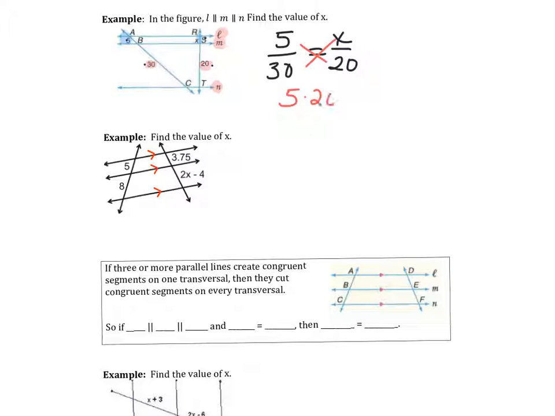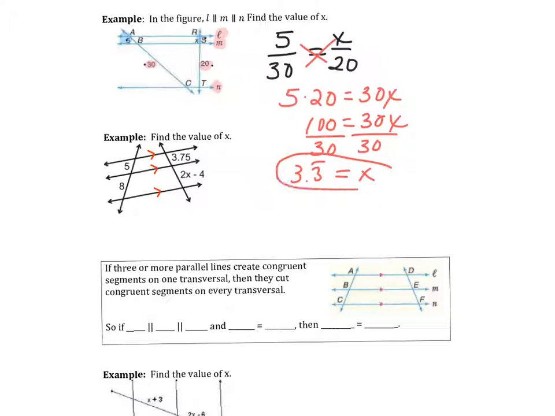So 5 times 20 is equal to 30x. 5 times 20 is 100. Second step here, divide both sides by 30. And I've got x is equal to, I'll give you that decimal, 100 divided by 30. I've got 3.3 repeating.